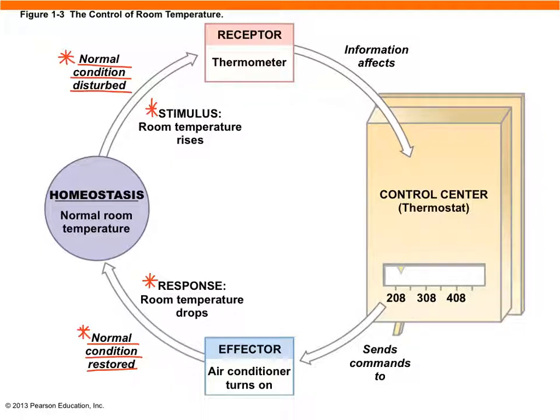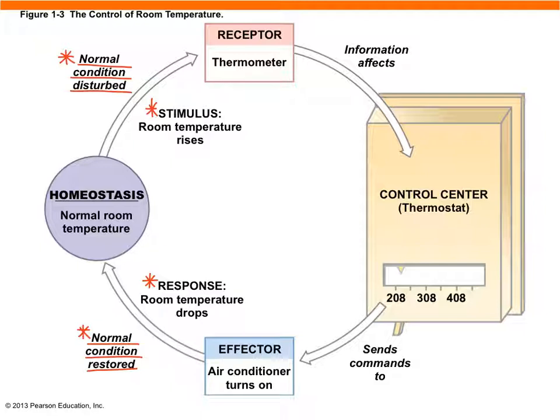When we're at homeostasis, the temperature might be at 78 degrees. When the normal condition or normal temperature is disturbed, that would be the stimulus. The room temperature would rise. The receptor would be a thermometer. The information would affect the control center, the thermostat.